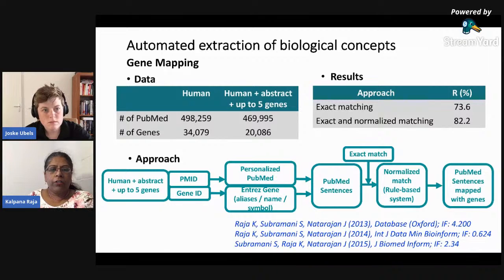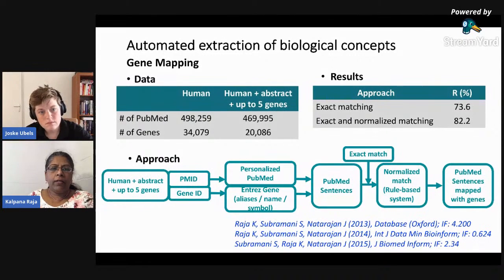There is a resource called Gene to PubMed, and it's from NCBI. For each PubMed article, they provide annotated genes. And the resource includes only the gene ID. Since we are interested in humans, we just retrieved the PubMed articles related to human. So when I did this research, there were 498,000 PubMed articles related to human.